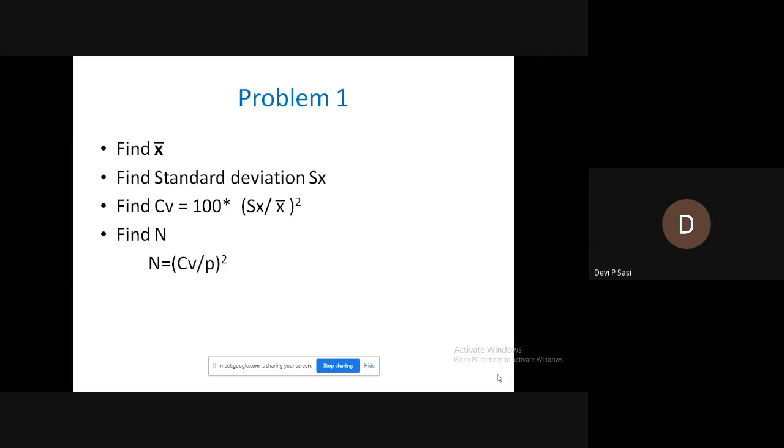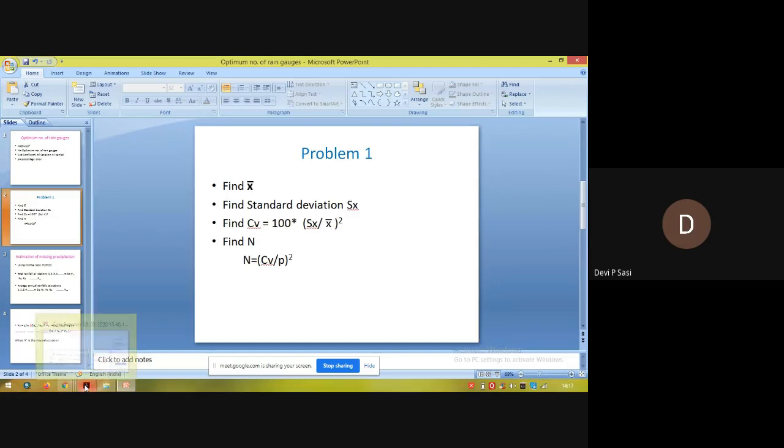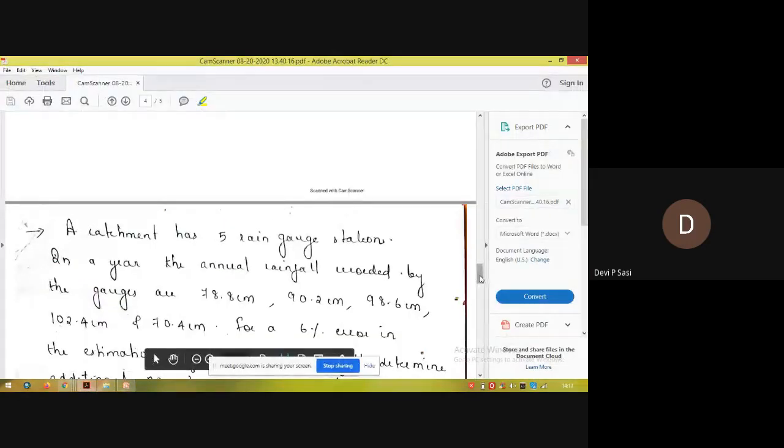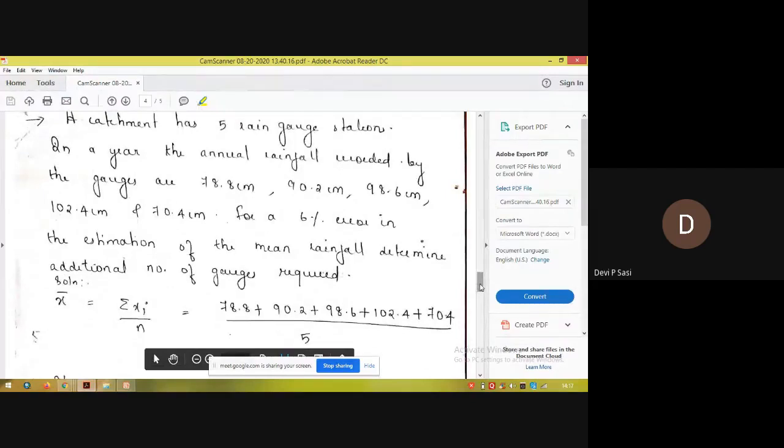So all of you take problem 1. A catchment has 5 rain gauge stations. In a year, the annual rainfall recorded by the gauges are 78.8 centimeter, 90.2 centimeter, 98.6 centimeter, 102.4 centimeter, and 70.4 centimeter. For a 6% error in the estimation of the mean rainfall, determine the additional number of gauges required.